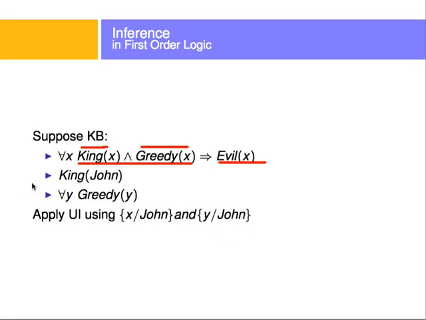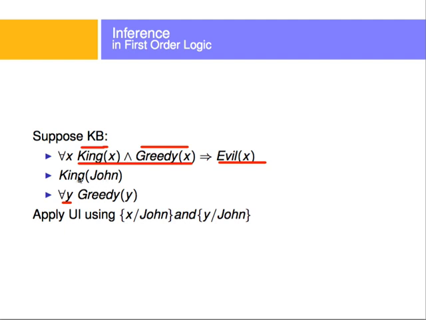Now, suppose instead that our knowledge base has the same rule: for all x, such that x is king and x is greedy, then x is evil. And we only have that John is king, but we also know that for all y, this would be as calling constants. It could be for all x, greedy x, but in order not to get confused with this x, I'm just going to say y. So for all y, y is greedy. What I'm saying is that everybody is greedy. And I know that John is king.